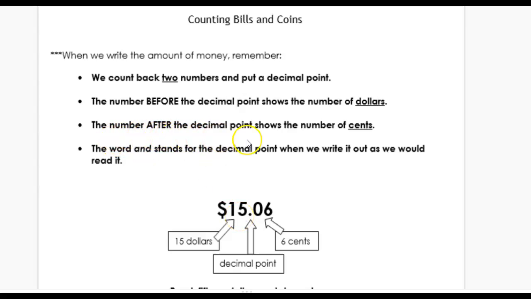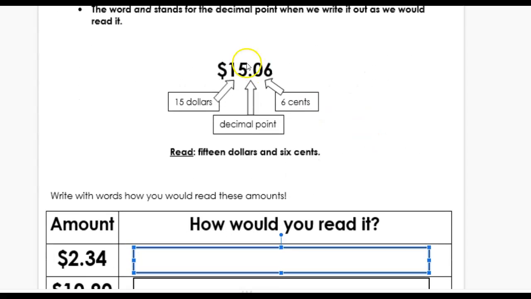The number after the decimal point shows the number of cents. If you look after the decimal point in this example, you have the numbers 06, which means you have 6 cents. The word "and" stands for the decimal point when you write it out as we would read it. So for example, this amount, we would read it $15 and, for the decimal point, 6 cents.